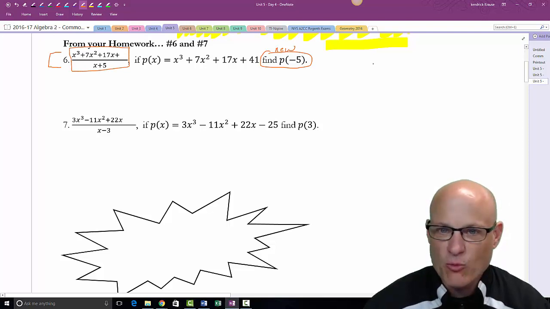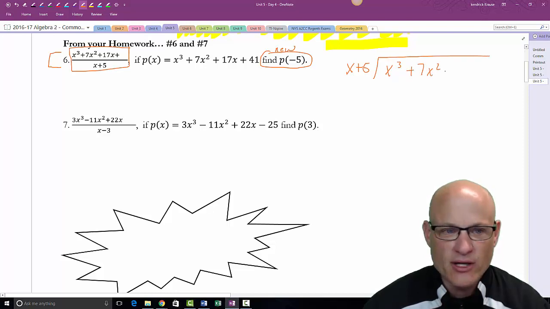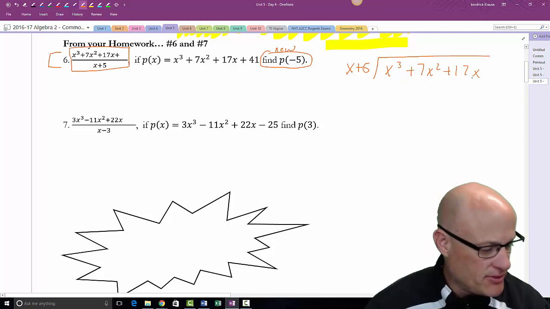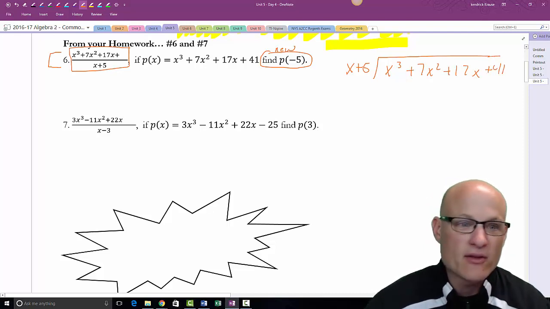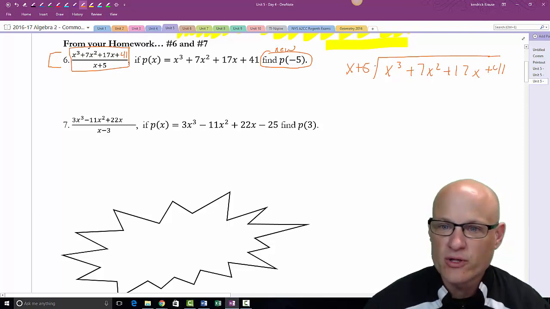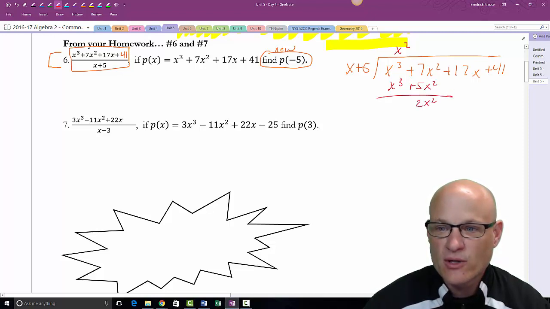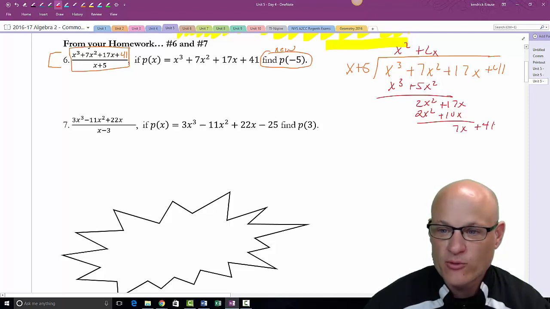Now, if I review that real quick, and I'm only going to do that once for this one, is x plus 5 divided into x cubed plus 7x squared plus 17x plus 41. Somehow the 41 just disappeared. So if I do this math very quickly, x squared, you get x cubed plus 5x squared. You get 2x squared. Bring down the 17x. You put a plus 2x here. You get 2x squared plus 10x. You subtract. You get 7x. Bring down the 41, and you say, oh, plus 7.